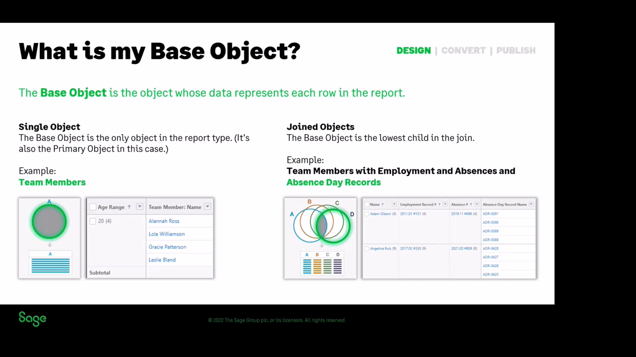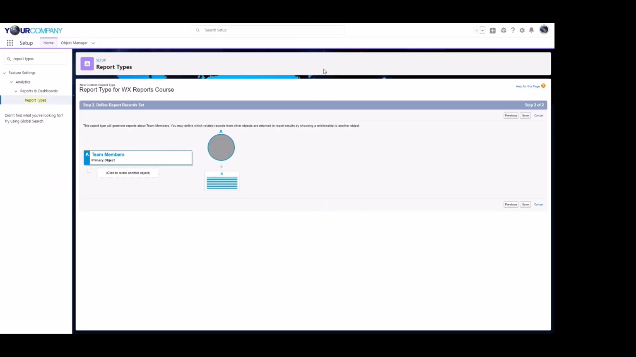We start with team member. We're going to add in the employment records. We're going to add in the absence records, and we're going to add in absence day records underneath of that because this is an object that was built to enhance reporting on our time off data. So I'm going to build that right now. And the lowest level of object, each time I'm building this, becomes the next base object. So right now I've got a base object of team member.